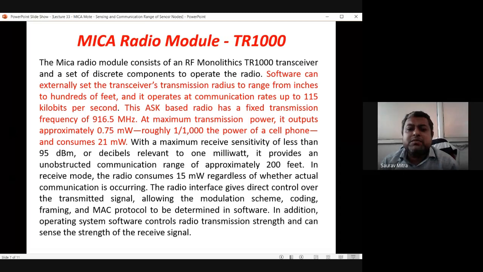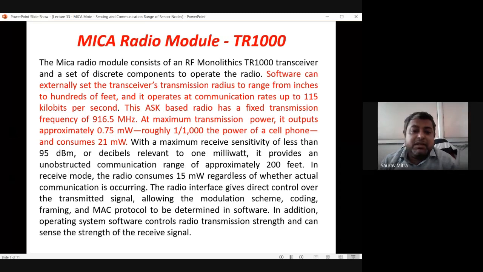Okay. At maximum transmission power, it outputs almost 0.75 milliwatt, which is quite a big power for one wireless sensor node. So 0.75 milliwatt is quite a big power, remember that. At maximum transmission power, it outputs approximately 0.75 milliwatt, roughly 1/1000 of the power of a cell phone, and consumes 20 milliwatt. So it transmits 0.75 milliwatt and it consumes 21 milliwatt when it is in full transmission range.